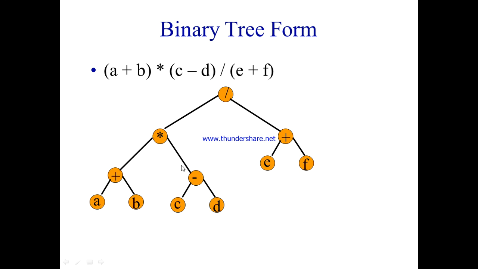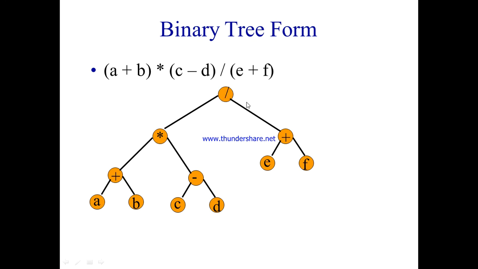Okay, what is the right subtree of star? C minus D. For C and D the operator is minus, so for this minus operator, the left operand is C and the right operand is D. So this is the left subtree of minus and the right subtree of minus. So A plus B is added and the result is supplied here. C minus D, the subtraction is performed and that result is supplied here. Now whatever these two results are, they will be multiplied and the product supplied here.